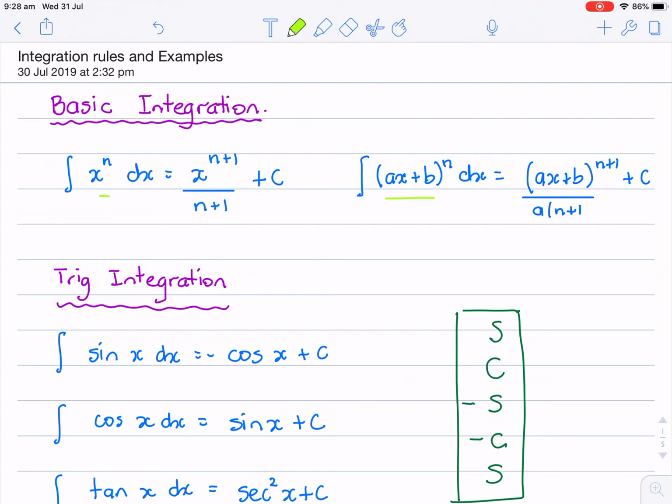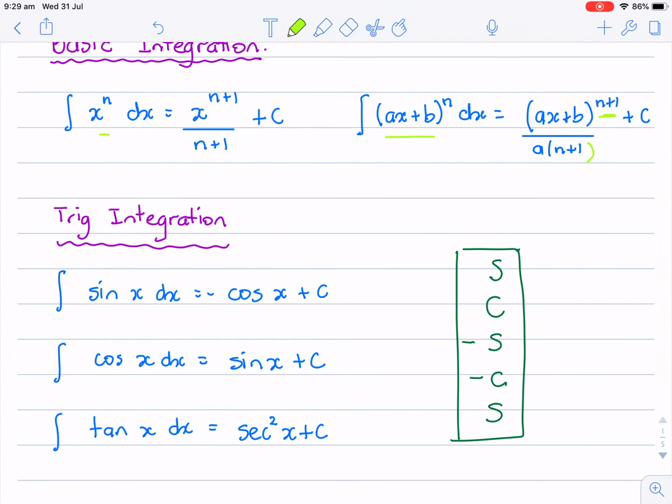If we have a look at ax plus b, so some linear function to the power of n, then we can manipulate that one to add 1 to our power of the bracket, but then we divide by the a, which is the coefficient of x, and the new power, which is n plus 1. So it's a little bit more involved in that one there. So that's just what we can use for polynomials. If they get a little bit harder than that, then we have to use some other techniques, which we'll have a look at in the rest of the document.